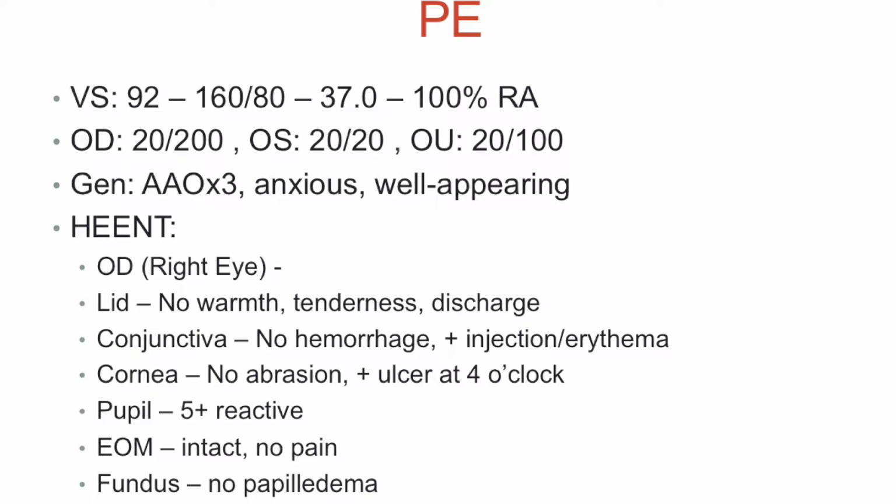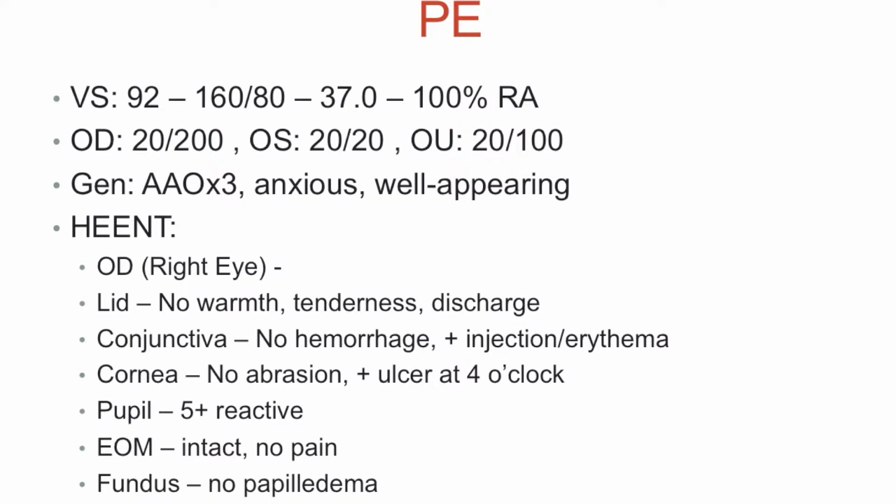General exam: patient is A and O times 3, anxious, well appearing. HENT is basically where we're going to focus on this physical exam. So OD, again for right eye, the lid, there's no warmth, tenderness, or discharge. Conjunctiva, there's no hemorrhage. There is positive injection or erythema. The corneal exam, there's no abrasion, but there is an ulcer at 4 o'clock. We use the face of a clock in order to demonstrate where on the eye there is actually a lesion, such as an abrasion, laceration, or ulcer.